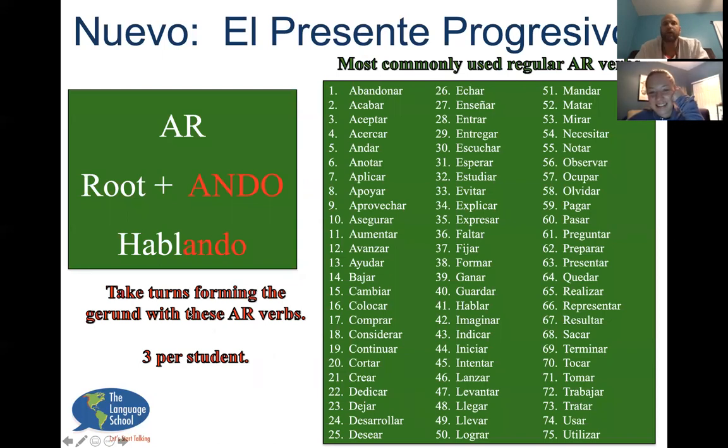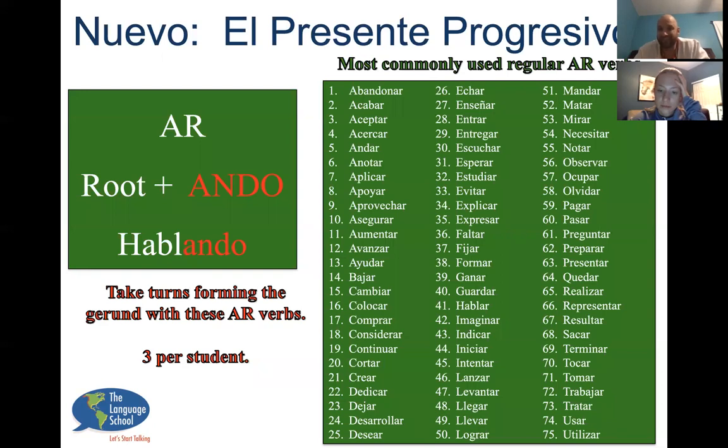Okay. All right. So to form this, first let's start with the gerund. With AR verbs, we have a very particular rule here. We take away the AR ending and then we add back ando. For example, if the verb we're using is hablar, which means to talk, if we wanted to say talking with the ing ending, we would say hablando.